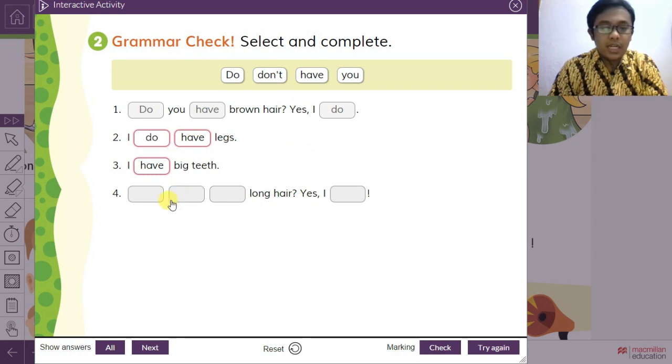Number 4, nah kalimat pertanyaan. Kalimat pertanyaan tadi di depannya dikasih kata kerja bantu dulu apa? Yes, do. Terus subjek dulu, subjeknya you. Baru kata kerja utama.